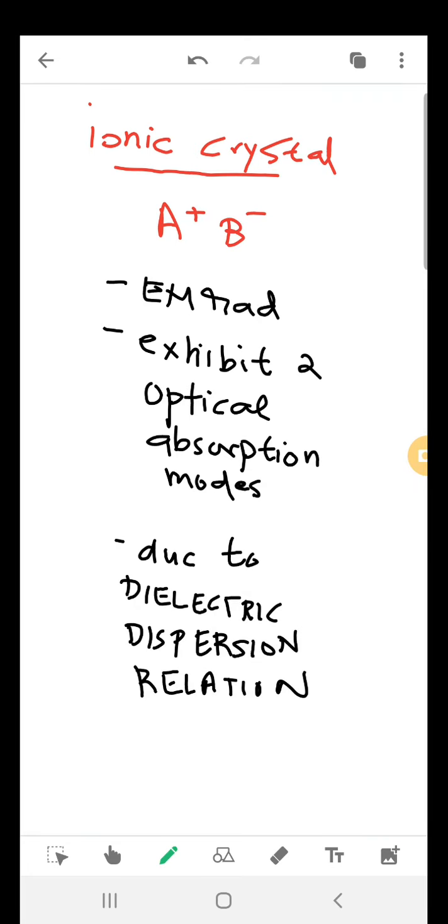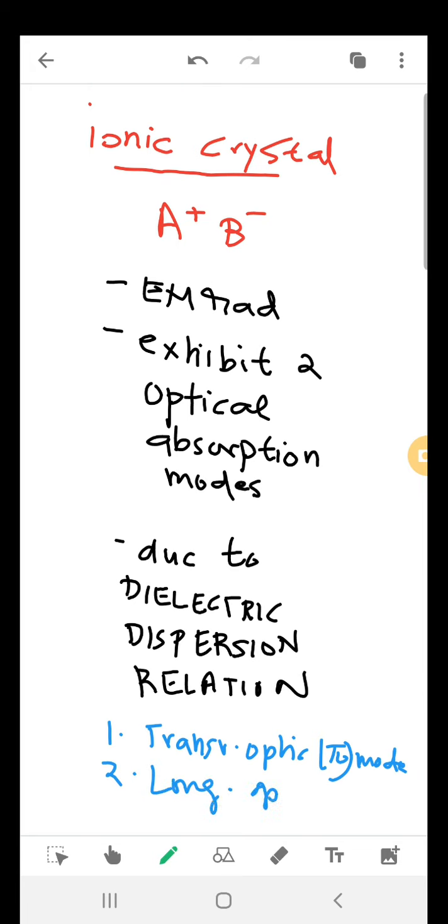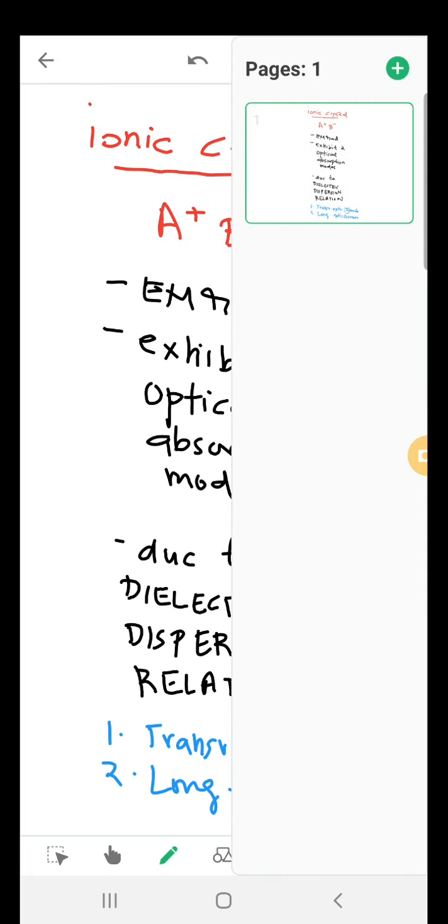So the first one is called the transverse optic mode or TO mode, and the second one is called the longitudinal optic mode or LO mode. Now the TO mode is symbolized by omega T, whereas the longitudinal mode is symbolized by omega L.